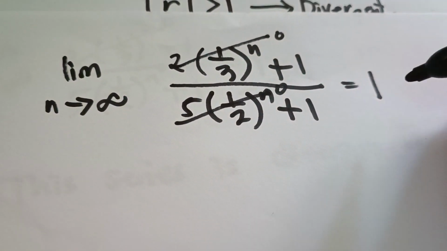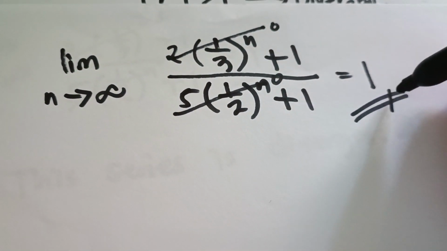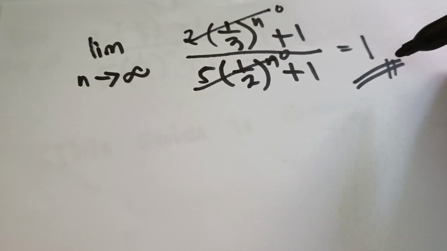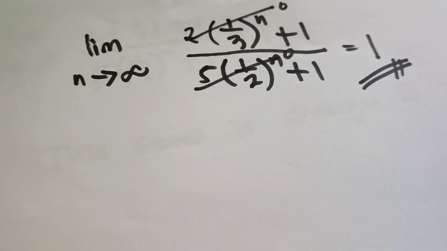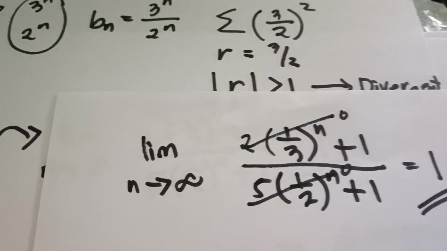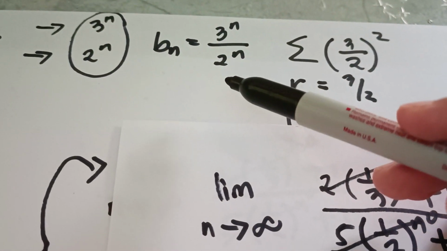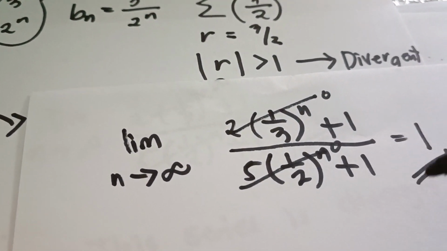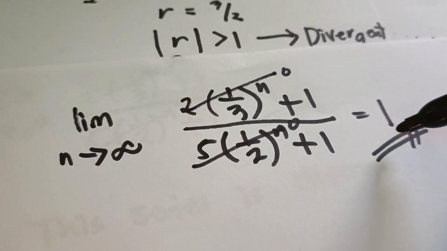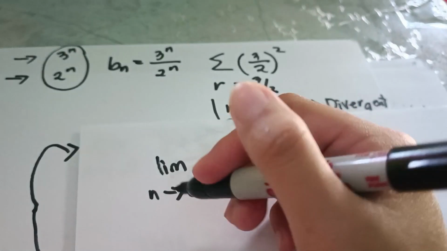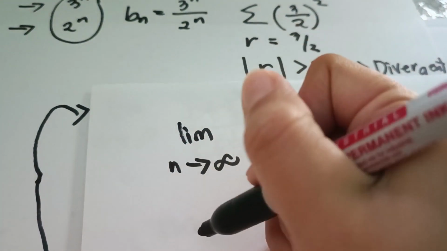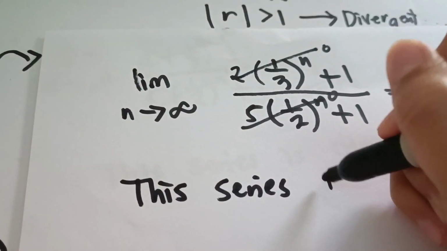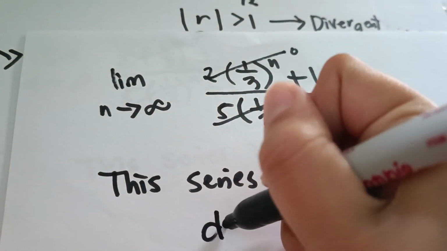So as I've said, if the limit of a sub n divided by b sub n is not equal to 0, then that series can be convergent or divergent. But here, our bn is an example of a geometric series and it is divergent. So it means that because it is a positive number, then this series, our an, is also divergent. So therefore this series also diverges.